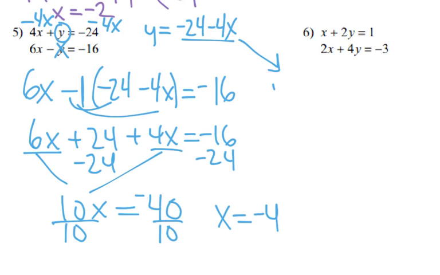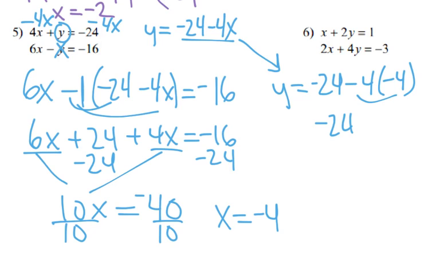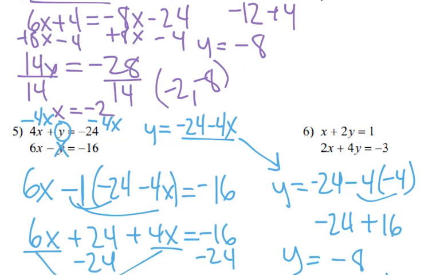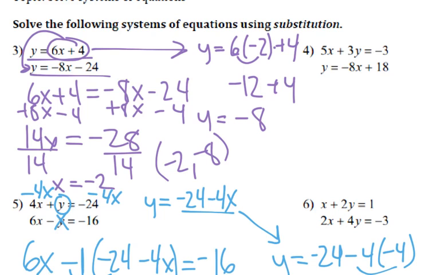So then using this, we solve for y. So we simplify this. Negative 24, negative 4 times negative 4, positive 16. Negative 24 plus 16 would be negative 8. So our answer is negative 4, negative 8. That's where they would intersect. Alright, should we take a look at 4 and 6 now?